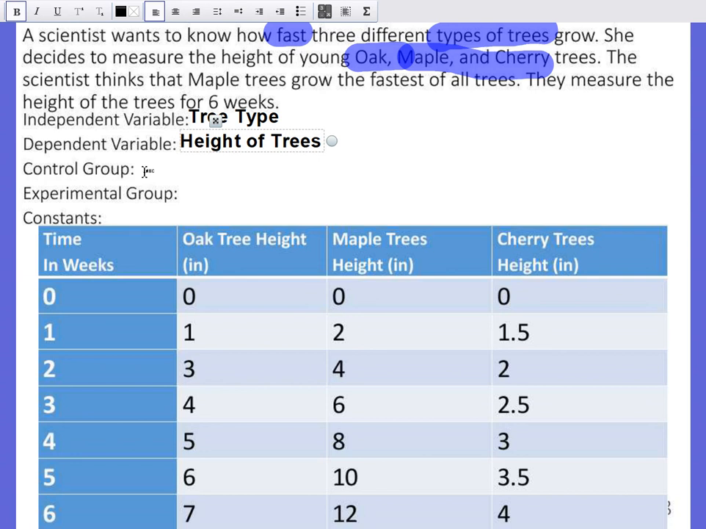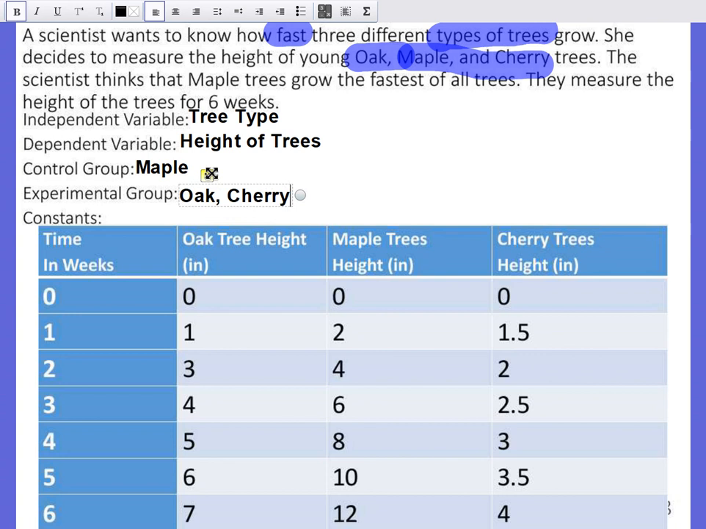The control group is either the normal group or the one that has not received the change. So in this one, it looks like the scientist is trying to compare to maple trees. We're going to say maple trees should be the control group. I'm going to pick the other two. We have oak and cherry as our experimental groups.